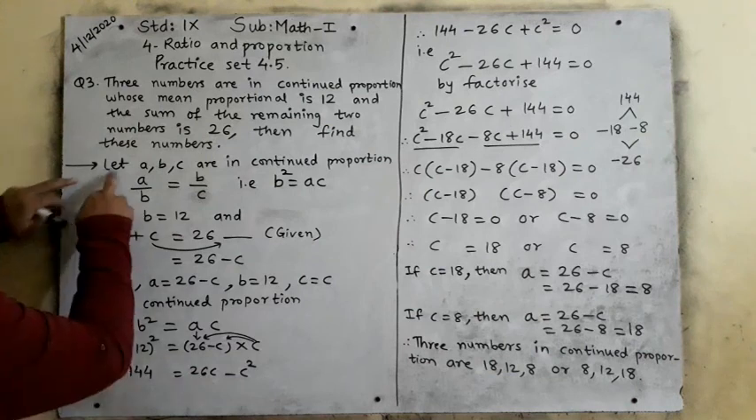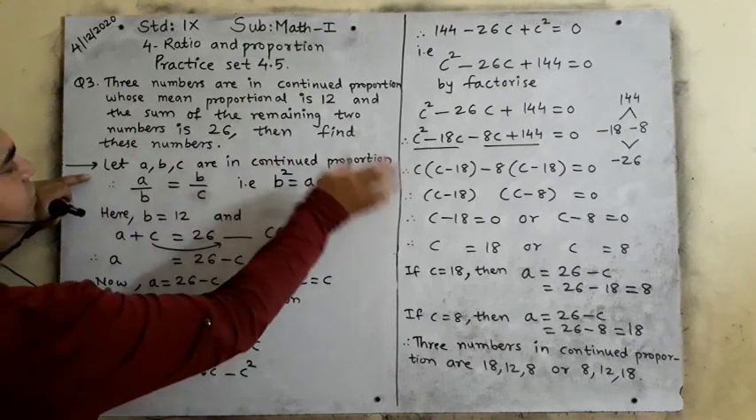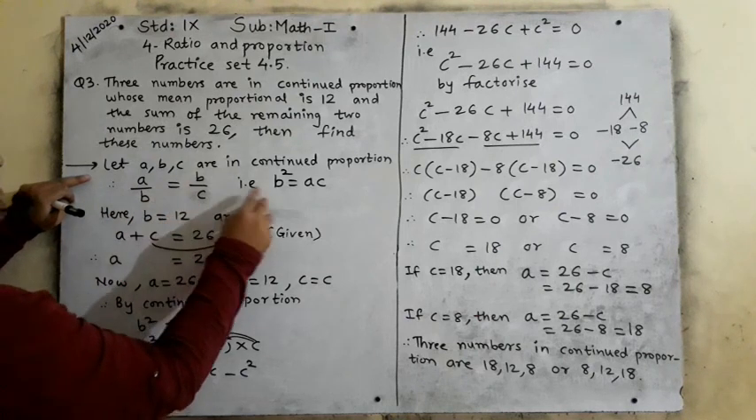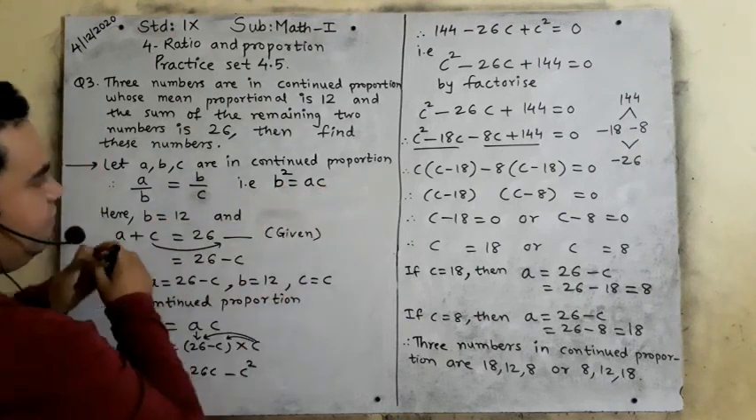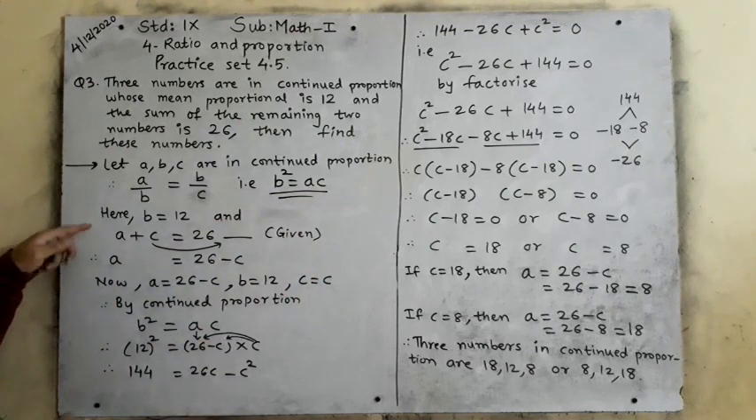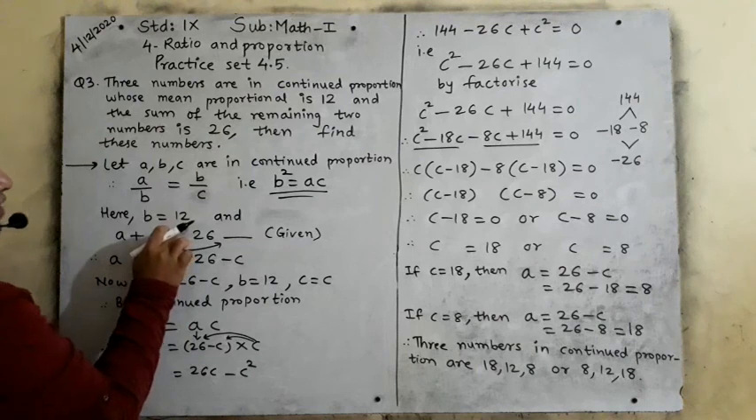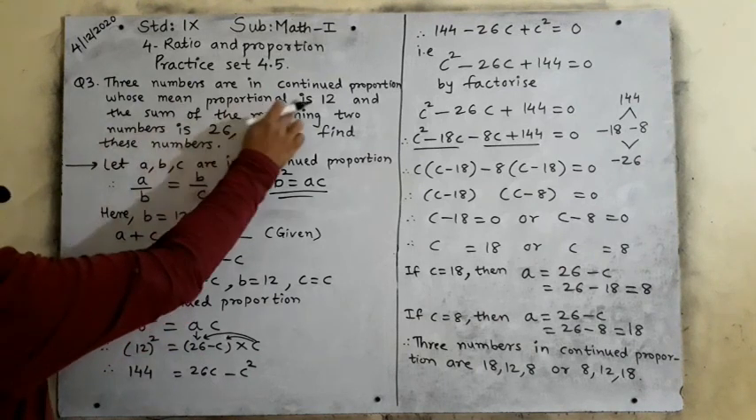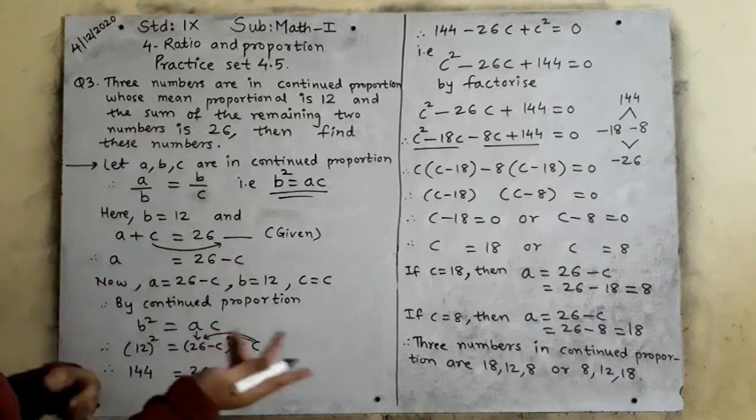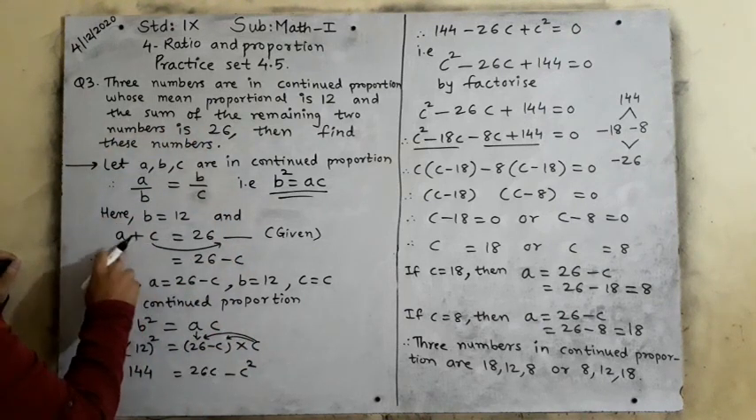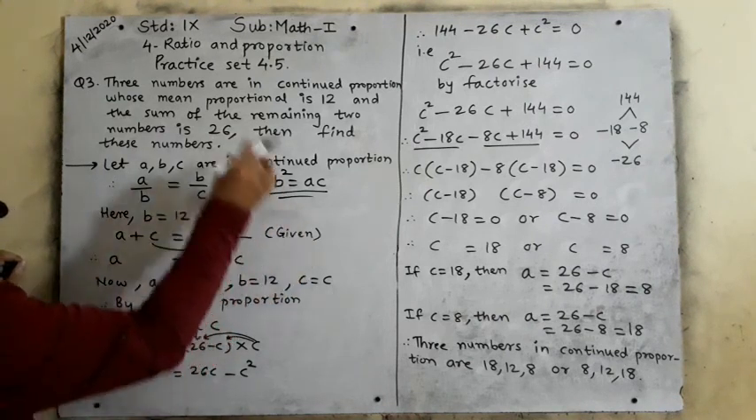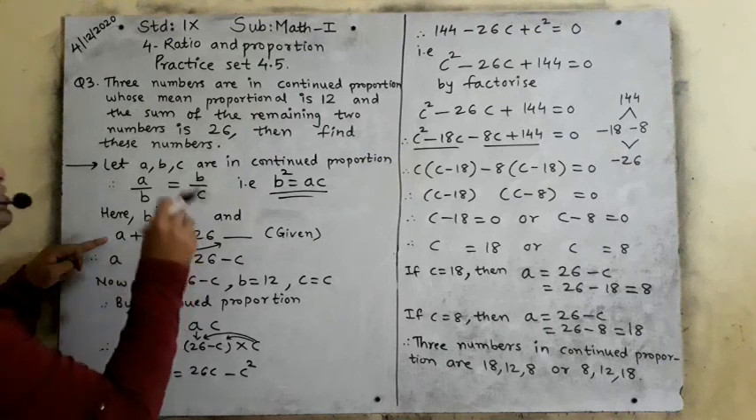Just look here. Let A, B, C be in continued proportion. A upon B is equal to B upon C, that is B square is equal to AC. This we have to utilize, right? B square is equal to AC. Now here in this question B is equal to 12, that is the mean proportional is 12, and the sum of the remaining two numbers, A plus C, is equal to 26. It is given in the question.